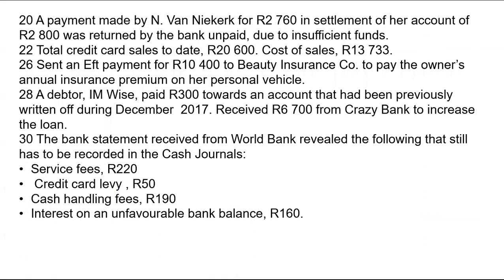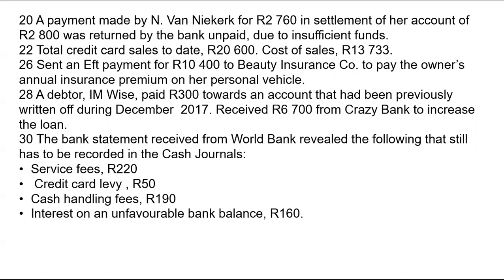We received from a debtor, which is IMYs, 3,000 towards an account that had been previously written off during December 2017, and received 6,700 from Crazy Bank to increase the loan. So two things happened there. First one, we received money from a debtor that was previously written off. You will learn this when you get to grade 10. We refer to it as bad debts, okay?